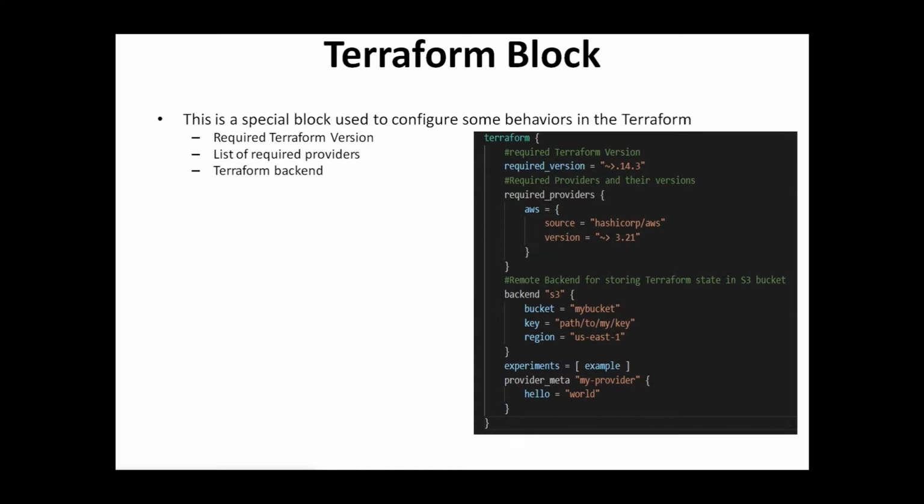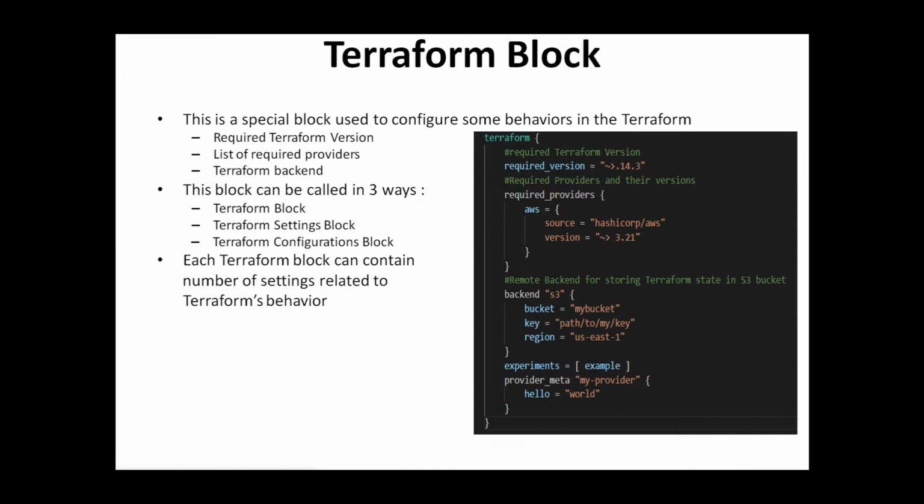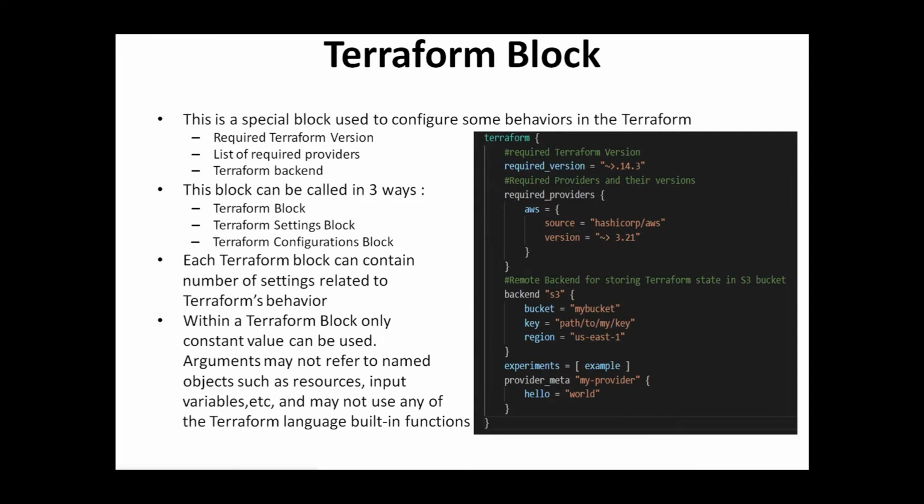This block can be called in three ways: Terraform block, Terraform settings block and Terraform configuration block. So whatever we call, it's the same. Each Terraform block can contain a number of settings related to Terraform's behavior. Within it, this is very important to remember: within a Terraform block, only constant values can be used. Arguments may not refer to named objects such as resources, input variables, etc., and may not use any of the Terraform language built-in functions. So in Terraform blocks, we will be only using constant values.